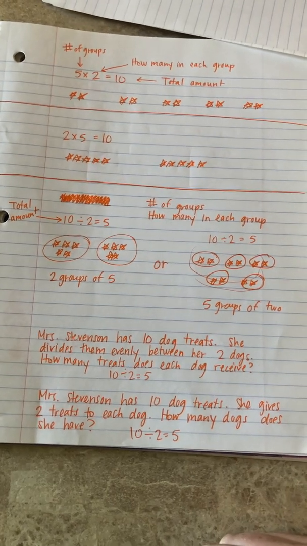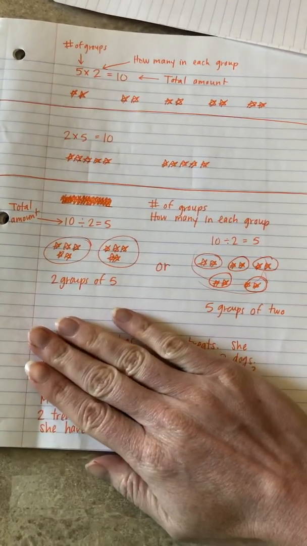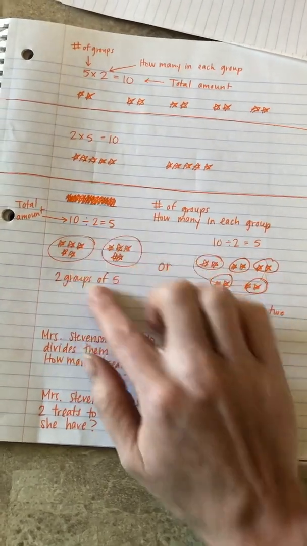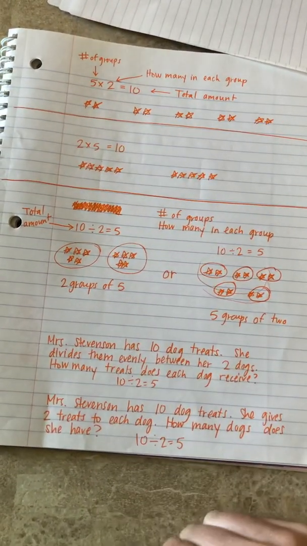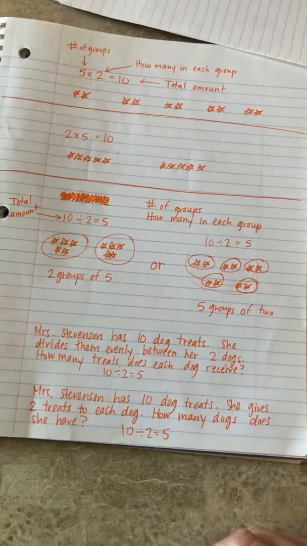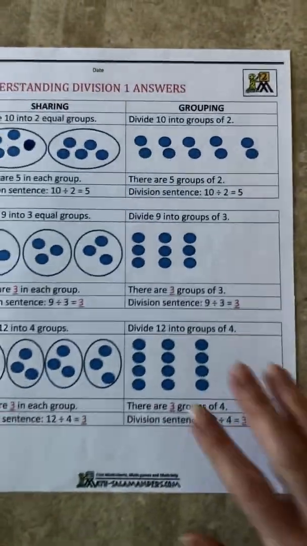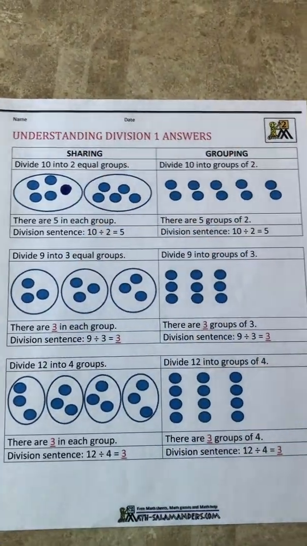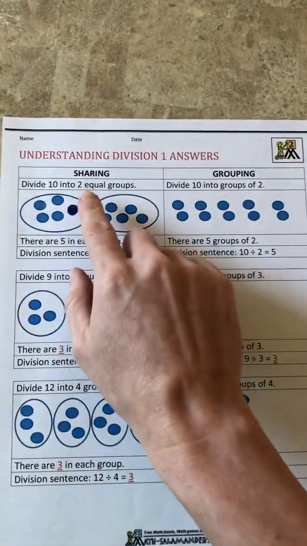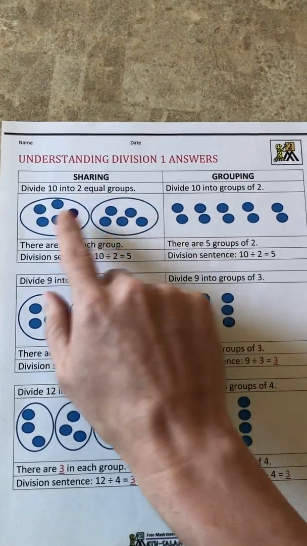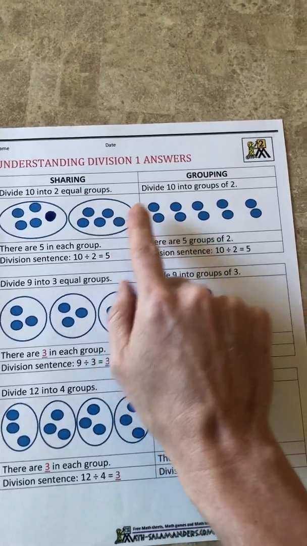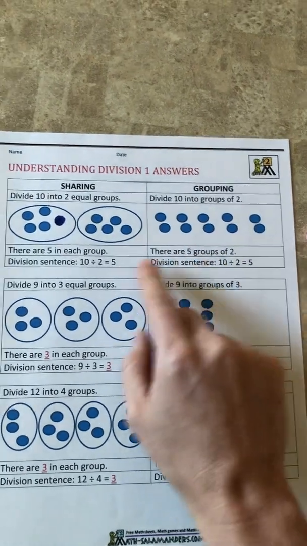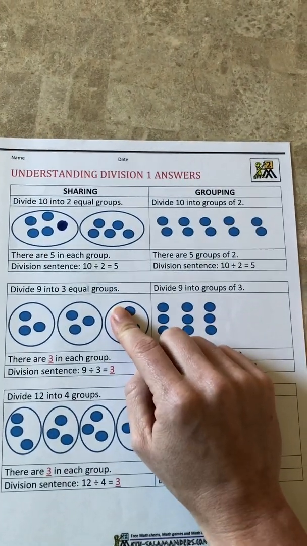And so, like I said, when there is no problem-solving question, when it's just a simple division question alone, you get to pick the way that you like to solve it. On this sheet, they want you to do both, and that's what they're talking about by sharing and grouping. They're saying divide 10 into 2 equal groups like we did the first time, or divide 10 into groups of 2. So let's look at the next one.